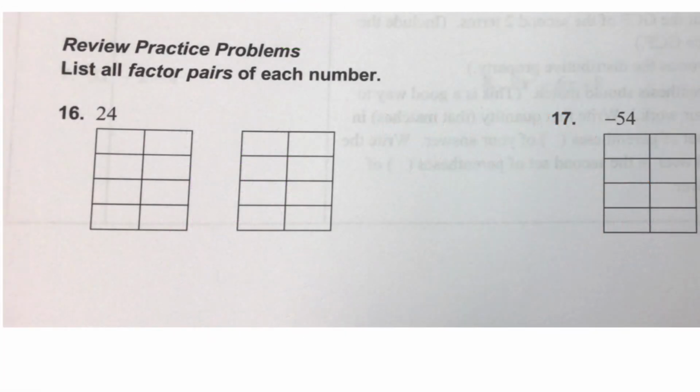The last piece is we are going to write factor pairs. We always start with 1. 1 times 24 gives us 24. Then we can look at 2. 2 goes into 24 12 times. 3 goes into 24 8 times. 4 goes into 24 6 times. If we try 5, 5 won't go into 24. Our next number is 6, but since 6 is already a factor, we can stop at that number.